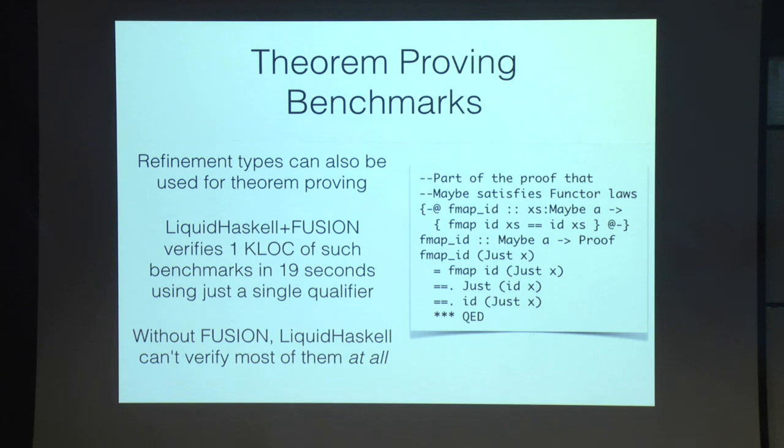And so these proofs tend to be almost entirely straight line code. And so Liquid Haskell with Fusion makes quick work of them, verifying 1,000 lines in just 19 seconds with almost no qualifiers. And yet, the types involved from these intermediate terms can be complicated enough that for most of these proofs, Liquid Haskell without Fusion finds it just impractical to verify them at all.